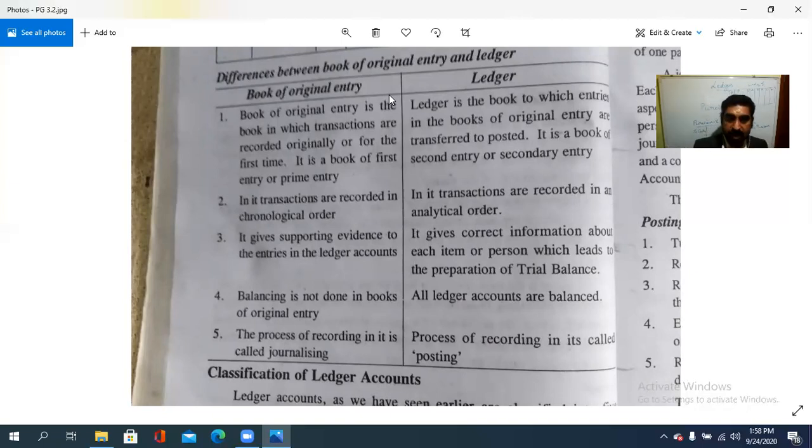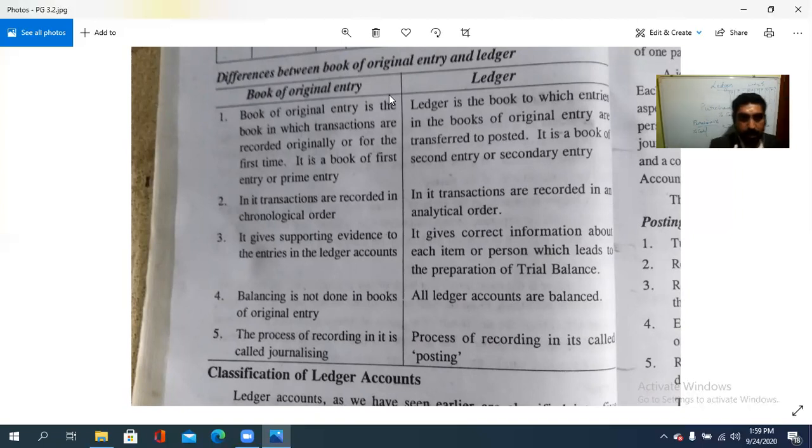Book of original entry is the book in which transactions are recorded originally or for the first time. It is a book of first entry or prime entry. So the book of original entry is the same as the book of prime entry, where at the first instance the transaction is to be recorded. While the ledger is the book to which entries in the books of original entry are transferred to be posted. It is a book of secondary entry or second entry. So the ledger is the book of second entry, while the book of primary entry is which one? Book of original entry, or journal.